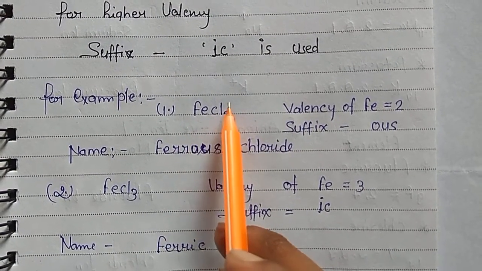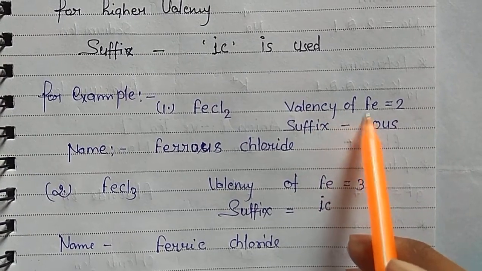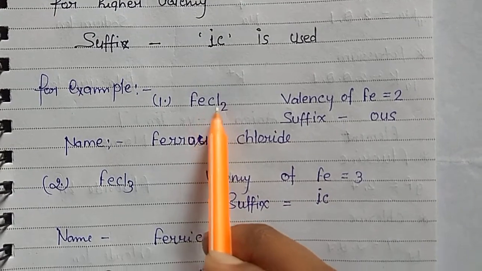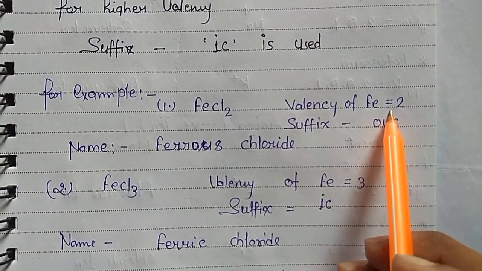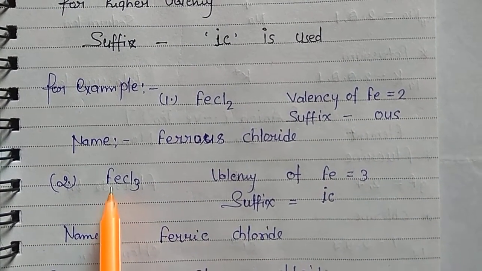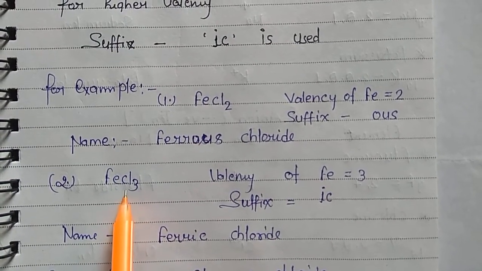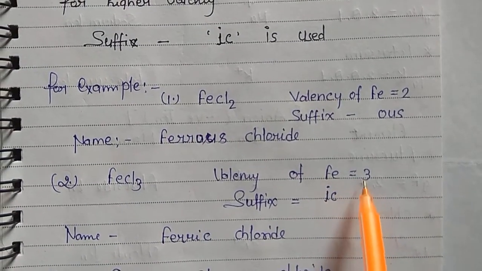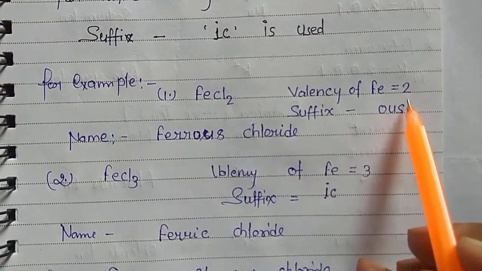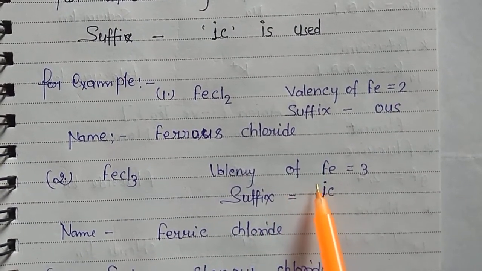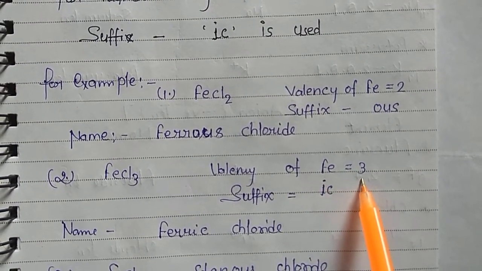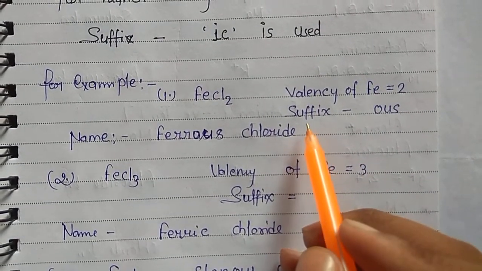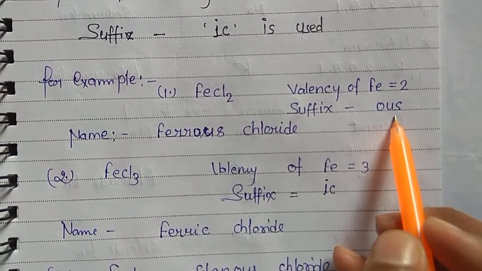Fe is iron, Cl is chlorine. The valency of Fe is 2 because iron combined with 2 chlorine atoms, so the valency of iron is 2. And in this compound, iron combined with 3 chlorine, so the valency of Fe, that means iron, is 3. Here in this compound, the valency of iron is 2, and in FeCl3 the valency of Fe is 3. 2 is lower than 3, so we use the suffix ous.